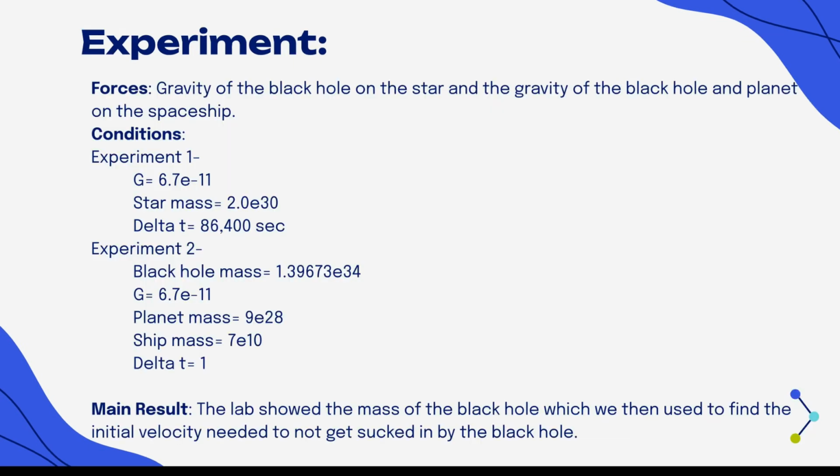So in the experiment, the forces are the gravity of the black hole and the star, and the gravity of the black hole and the planet on the spaceship. And then we also have conditions. The main result is that the lab showed the mass of the black hole, which we then used to find the initial velocity needed to not get stuck in the black hole.